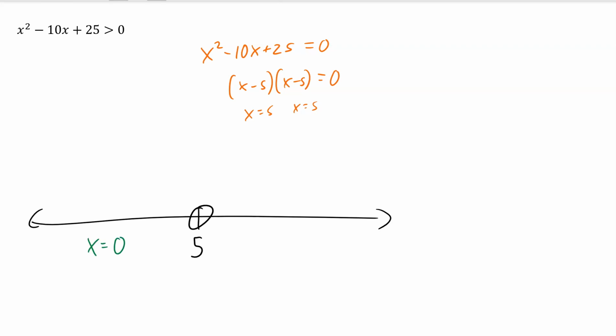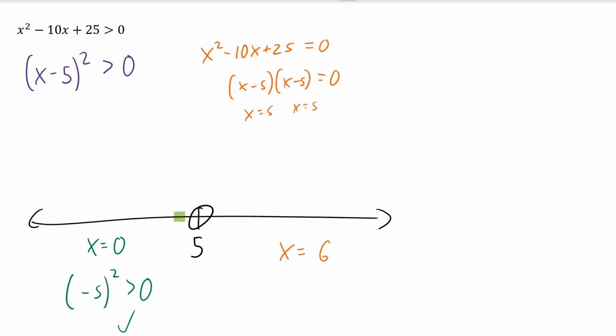I'll test a number from each region, and I'll plug it in. I could plug it into here, but just to make life easier, I'll plug it into the factored version. I think it's almost always easier to plug into the factored version if it factors, because then I can just pay attention to positives and negatives. If I plug 0 in, I get negative 5 squared greater than 0. Yeah, that's going to work. You take a square of a negative number, it'll be bigger than 0. So we will include this part.